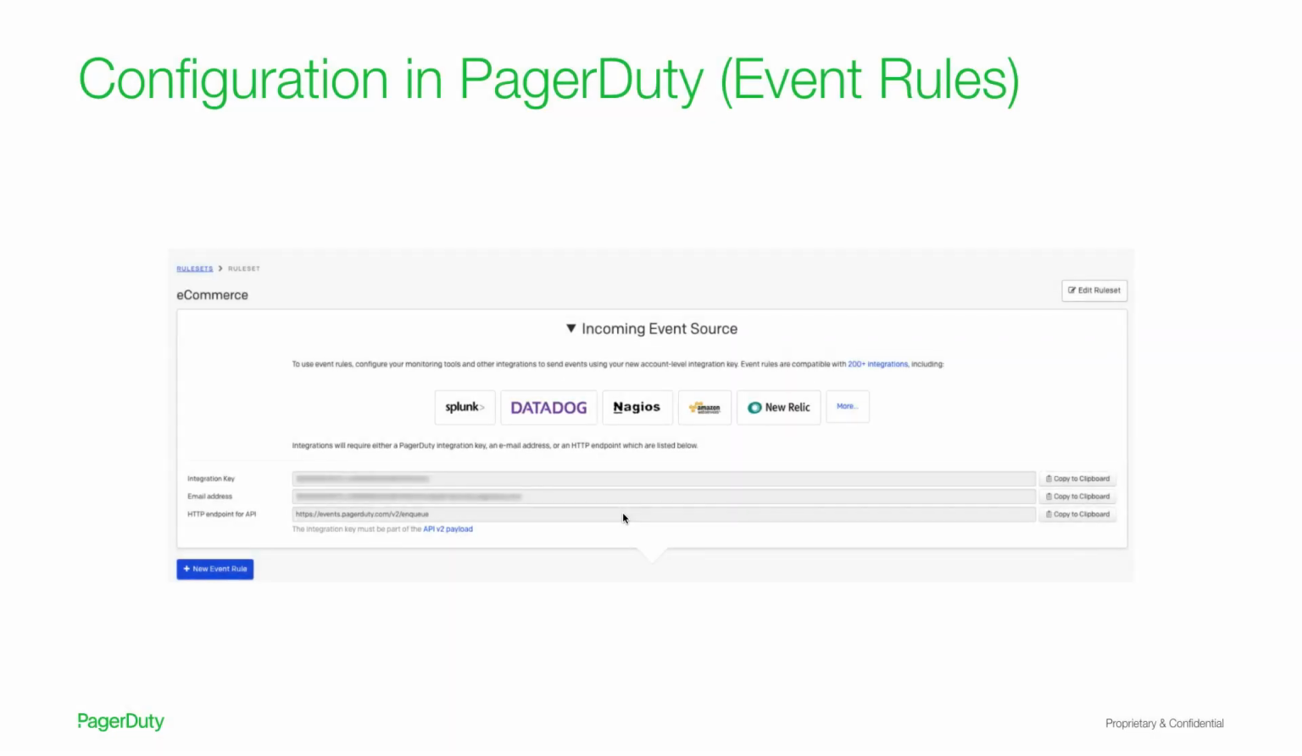For event rule setup, you'll navigate to the main menu, hover on services, and then select event rules. From here, you can either create a new rule set or select a previously created rule set. Once on the rule set page, you will need to click to expand the incoming event source information to view the endpoint.